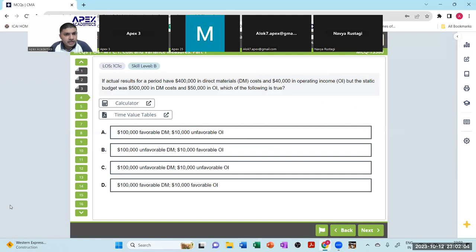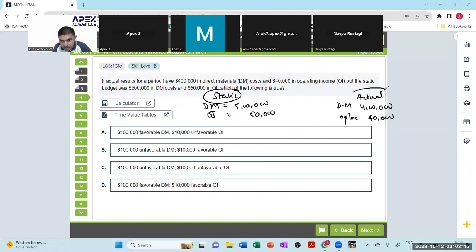Question number 4. Actual results for a period have $400,000 in direct materials and 40,000 in operating income. But the static budget had direct materials of 5 lakh and operating income of 50,000. First of all, tell me, is the level of activity given in this question? You tell me that.